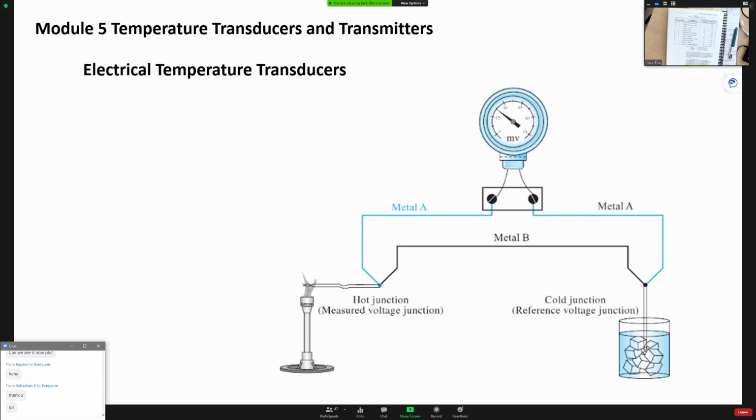Here's showing you an electrical transducer. The same thing, this is a thermocouple. This is the junction you try to heat, and this is the cold junction you put into the ice and water mixture. And the induced voltage down here shows you the difference between these two temperatures.